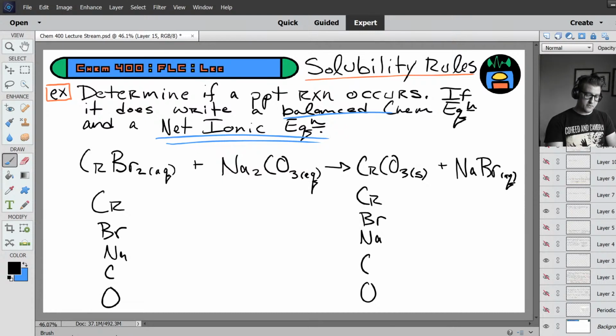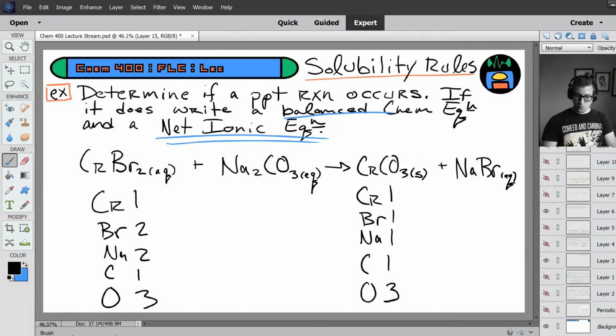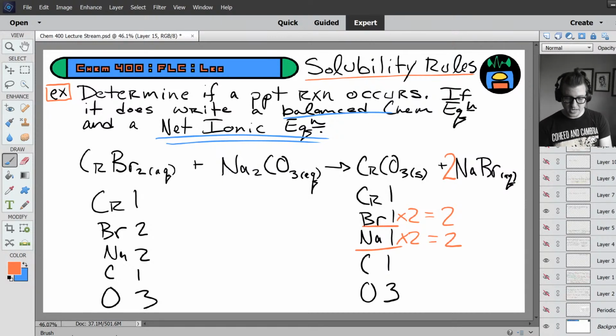So on our reactant side, we have 1 chromium, 2 bromine, 2 sodium, 1 carbon, 3 oxygen. On our product side, 1 chromium, 1 bromine, 1 sodium, 1 carbon, 3 oxygen. So we need to balance sodium and bromine. We can do that if we multiply sodium bromide by 2. So we'll actually balance everything out in one fell swoop. All right, so that is now our balanced chemical equation.